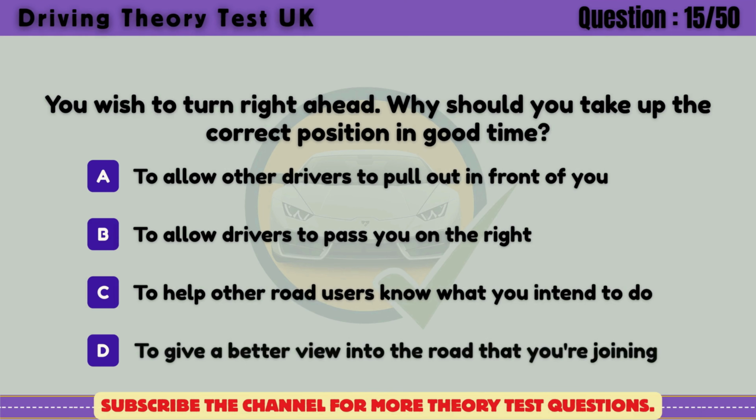Question 15. You wish to turn right ahead. Why should you take up the correct position in good time? Option A. To allow other drivers to pull out in front of you. B. To allow drivers to pass you on the right. C. To help other road users know what you intend to do. D. To give a better view into the road that you're joining.